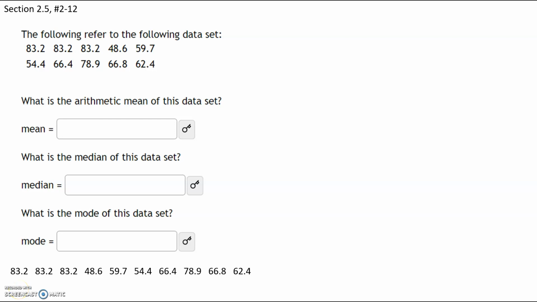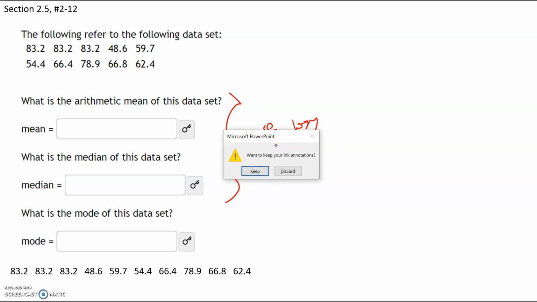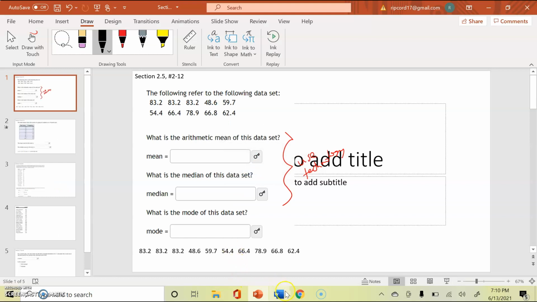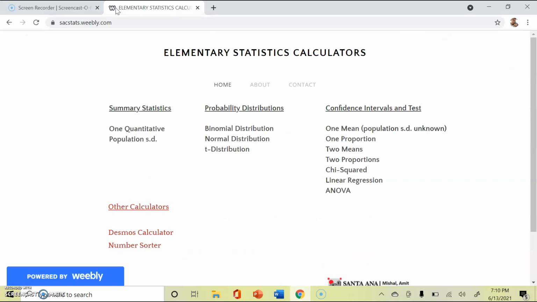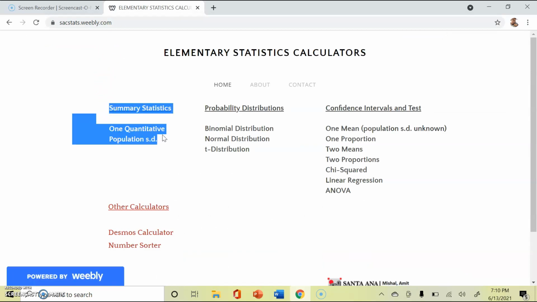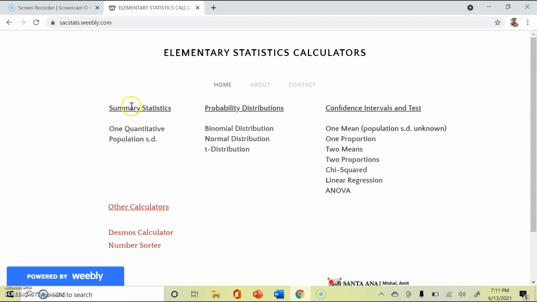This problem asks us to find the mean, the median, and the mode of the given data set. Keep in mind that in order to find the mean and the median, we are going to use technology. The link is going to be given to you in this problem, but it is also on our calculators page, which is sacstats.weebly.com. From there, anytime you want to find the mean, the median, the standard deviation, things like that, we're going to go under summary statistics and click on one quantitative.